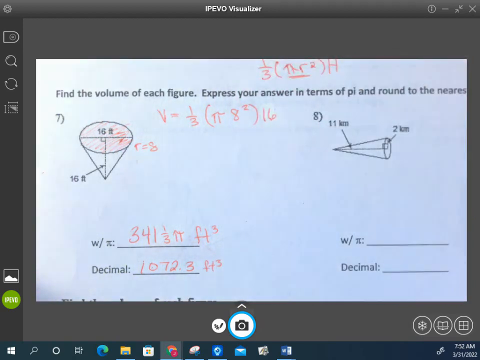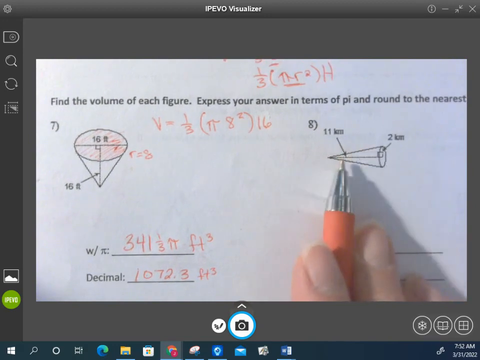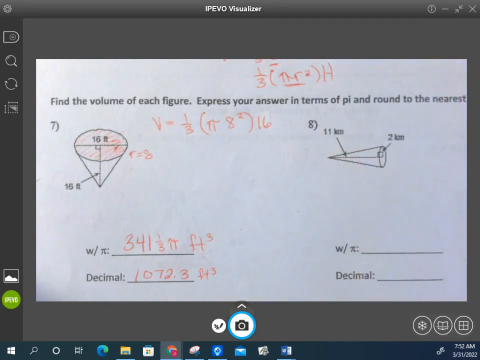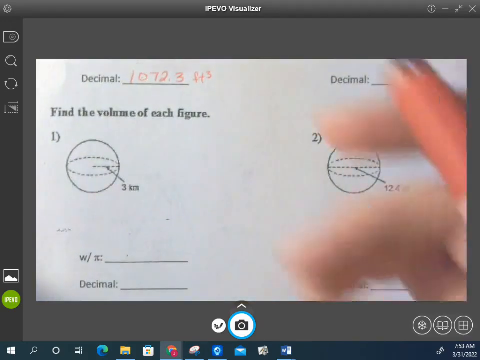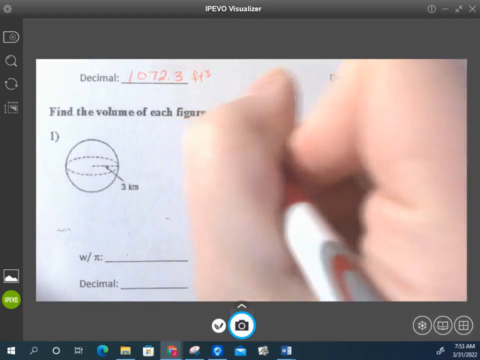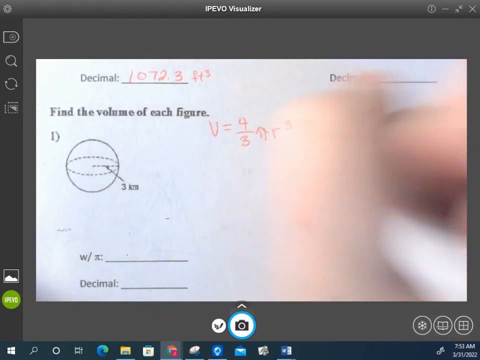Okay, fabulous. I have another cone here. They gave me the height. Again, I don't want the slant height. I need the height, so they weren't making it hard. All right, now we have spheres. The volume of a sphere is on your formula sheet, and that is 4/3 pi r, and make sure you have it to the power of 3.